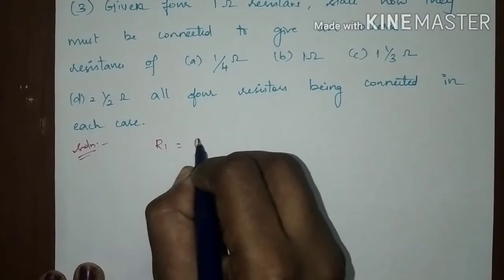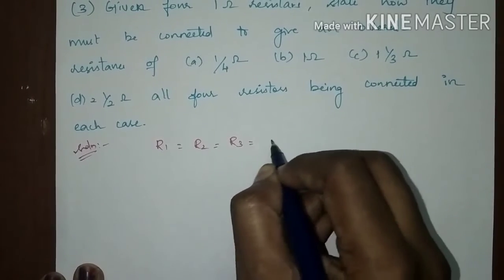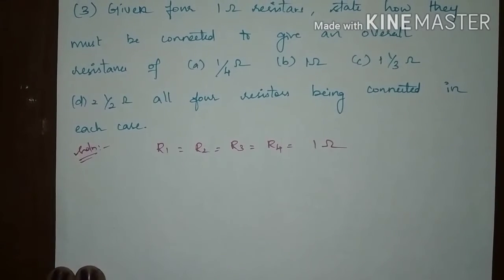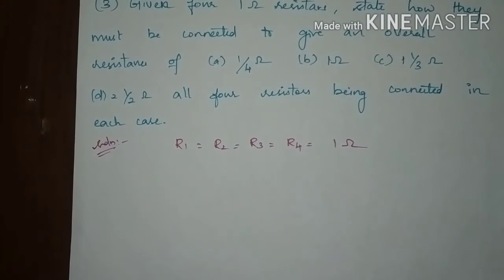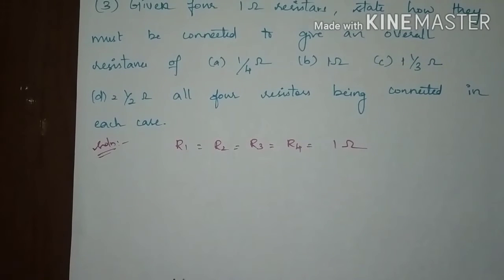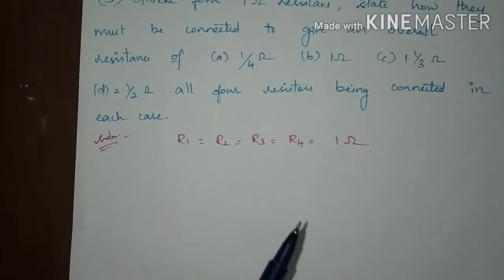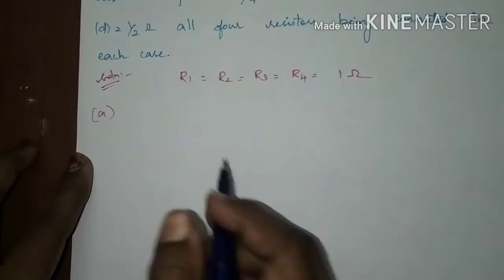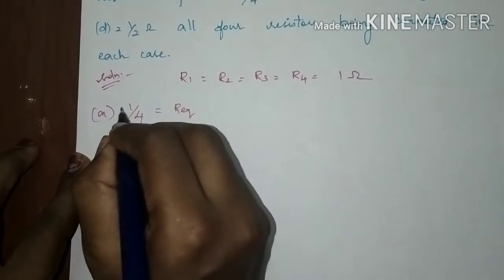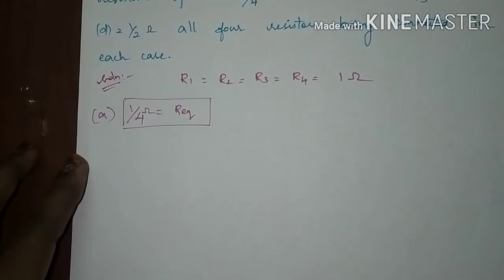Let R1 is equal to R2 is equal to R3 is equal to R4 is equal to 1 ohm. Each is of the same value. We have to connect them. It can be connected either in series or in a parallel network. But we need the cases of having an overall resistance of 1 by 4, 1 by 3 and 2.5 ohms. Let's see one by one the cases. It is very easy. First case, we need the equivalent resistance of 1 by 4 ohm. R equivalent is 1 by 4.